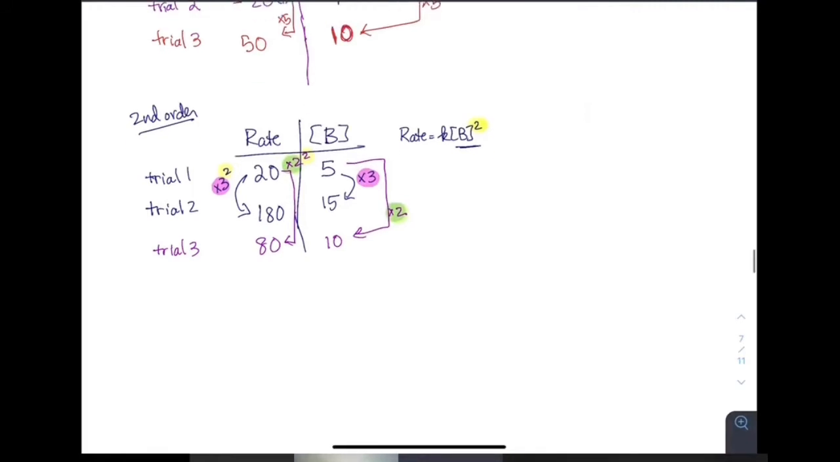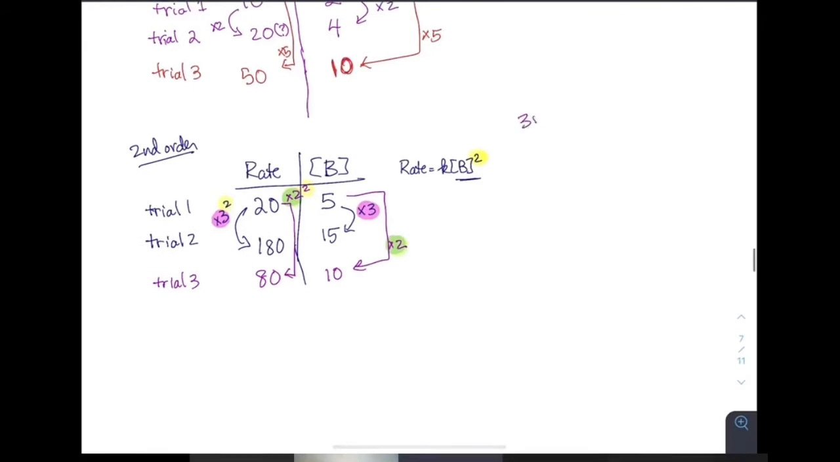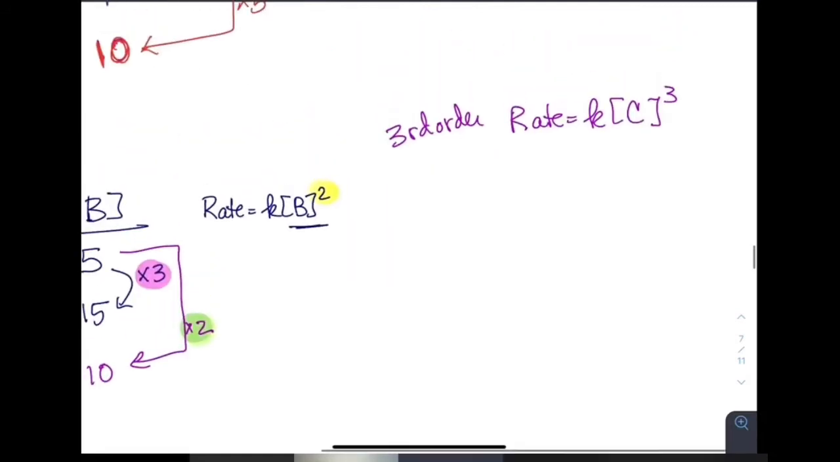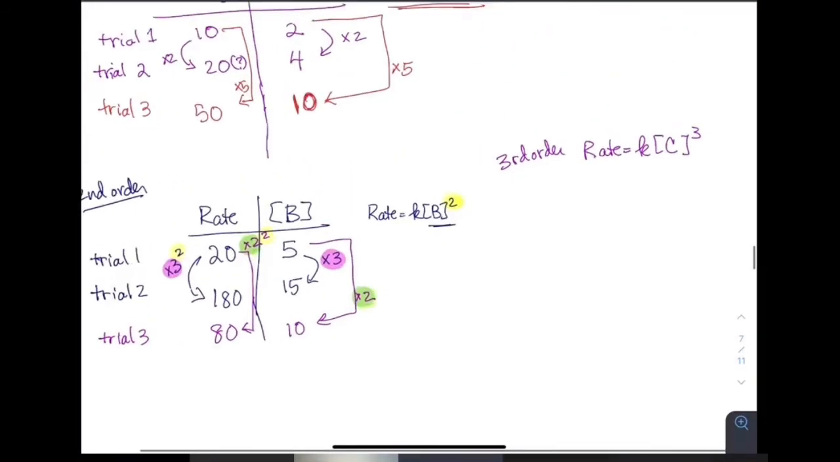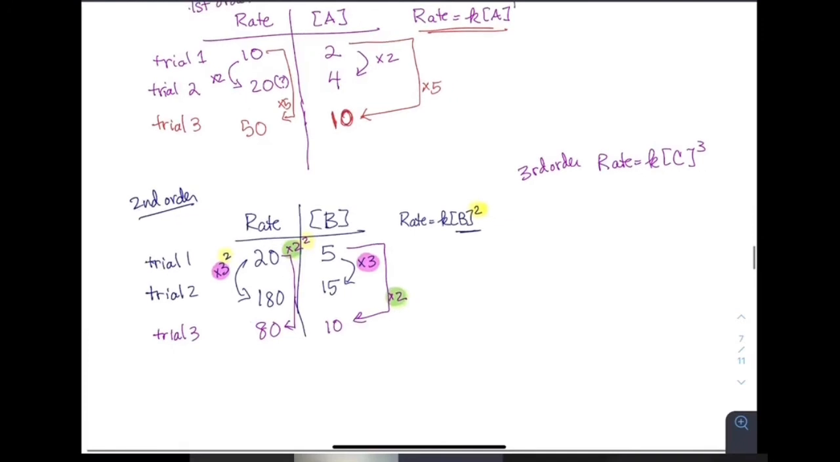It gets only a little bit more complicated if you have a third order, in which case the rate is equal to K times the concentration. Let's go with C raised to the third power. And so let's run, keep those on there.